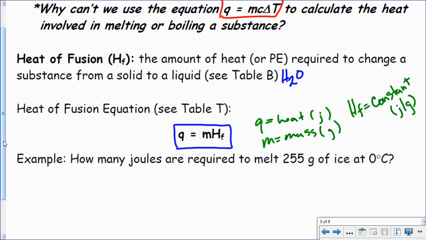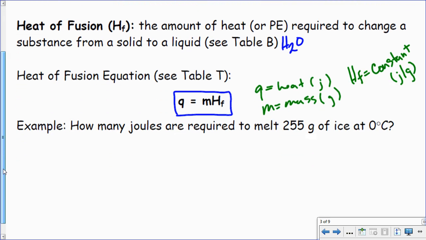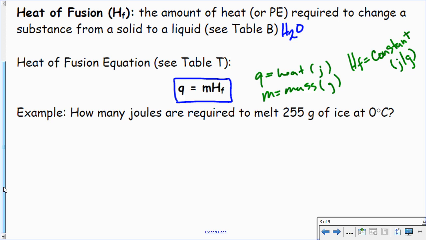Now, how many joules are required to melt 225 grams of ice at 0 degrees Celsius? If we're thinking about our heating and cooling curve, we're melting, so we're on the heating curve, at the first flat line. We just made it to here, and we have to figure out how much heat gets us to the end of that line, to melt that ice. So the way we set this up, we figure out our Q and our M and our HF, for heat of fusion.